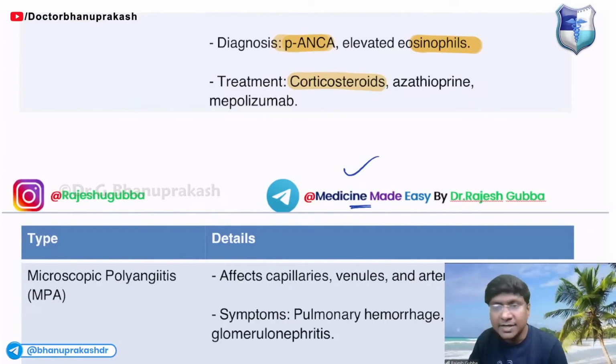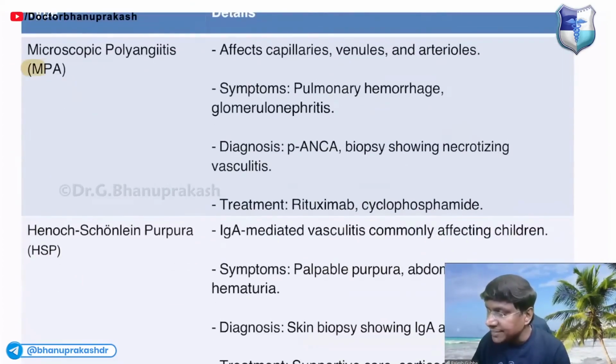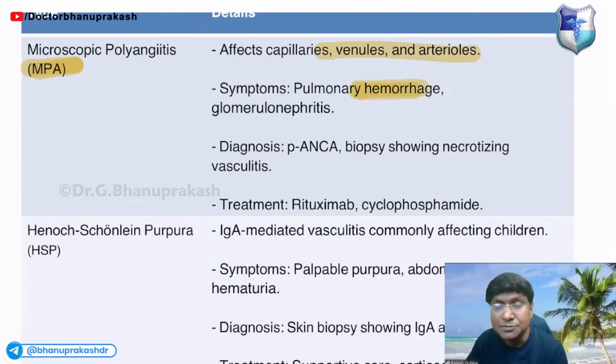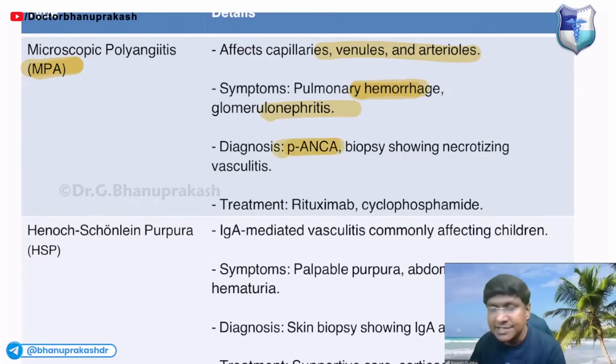Okay, so this is about granulomatosis with polyangiitis. The last important form of small vessel vasculitis is microscopic polyangiitis, where you have involvement of venules, capillaries, and arterioles. So what will be the problem? There can be rupture of the capillaries within the lung resulting in pulmonary hemorrhage, and rupture of the glomerular capillaries resulting in glomerulonephritis. In microscopic polyangiitis, you will have P-ANCA, and P-ANCA is present not only in microscopic polyangiitis but also in Churg-Strauss syndrome.